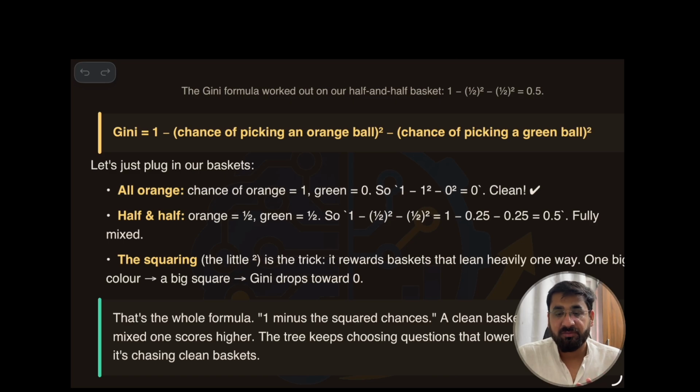Now this is for the second type of ball bag. Now for the first one where all oranges were there, how can you find the Gini? 1 minus, how many oranges are there? All orange, so 6 by 6, that is 1. And how many green balls? No, 0 by 6, so that is 0. So we will get Gini as 0. It is completely pure. Now for the half, we just found 0.5.